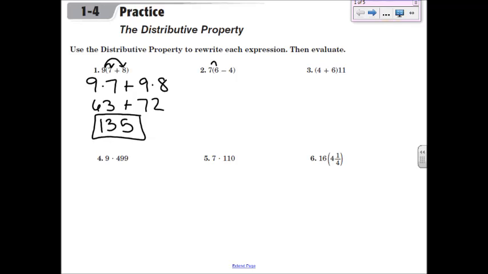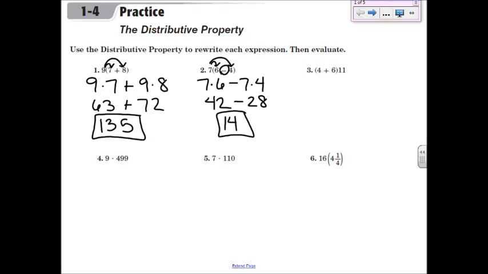We have 7 times 6 minus 7 times 4. We keep the symbol that's in between the numbers in the parentheses. So 7 times 6 minus 7 times 4. 7 times 6 is 42. 7 times 4 is 28. So our answer is 14.